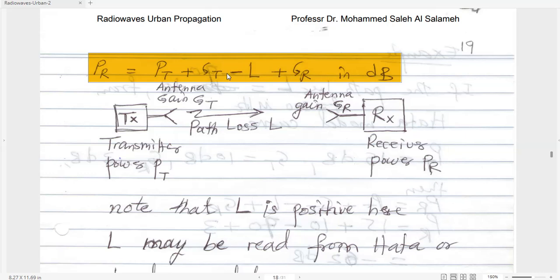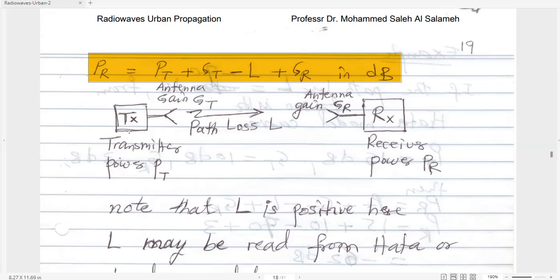L is positive here because minus negative, and L should be positive here. Even if you are given L negative, here you should plug L as a positive value. So always use the absolute value of L. L involves all kinds of losses: free space losses, building losses, mountain losses, any other losses, plus the gain of the receiver antenna. So the gain increases the receive power, the transmitter power increases the receive power, whereas the loss always decreases the received power.